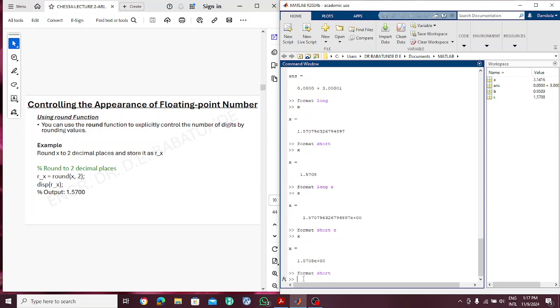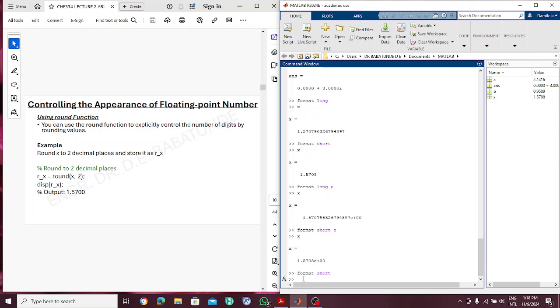Okay, so we said another way of controlling the appearance of our result is to use the round function. With the round function, we can specify how many digits we want our result to be rounded to, the number of digits after the decimal place. So how does it work? We call the function round, open the parentheses. The first thing we supply as an argument is the variable that we want to round, followed by the number of digits that we actually want after the decimal place. These two arguments are separated by a comma.